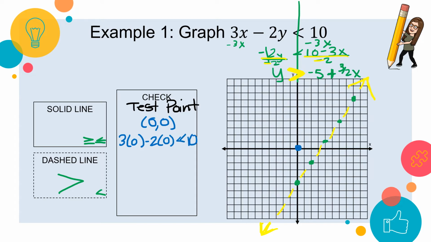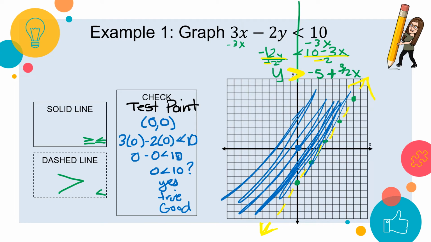And just like we did on the first slide there, we want to see if this is true or false. Well, 0 minus 0, we have 10. We have 0. Is 0 less than 10? Yes, that's true. That's good. However you want to think of it, it's positive, right? Because it's true, that means 0, 0's good. We want to keep 0, 0, which means we want to shade on the side where 0, 0 exists.